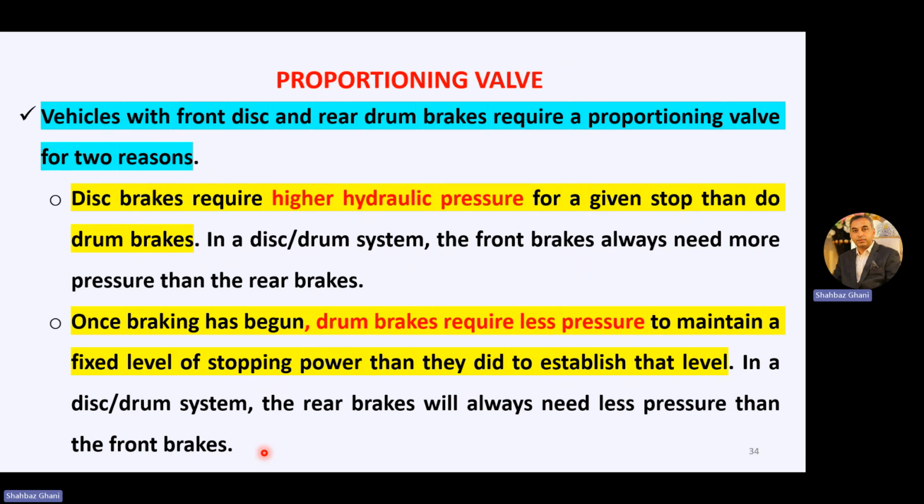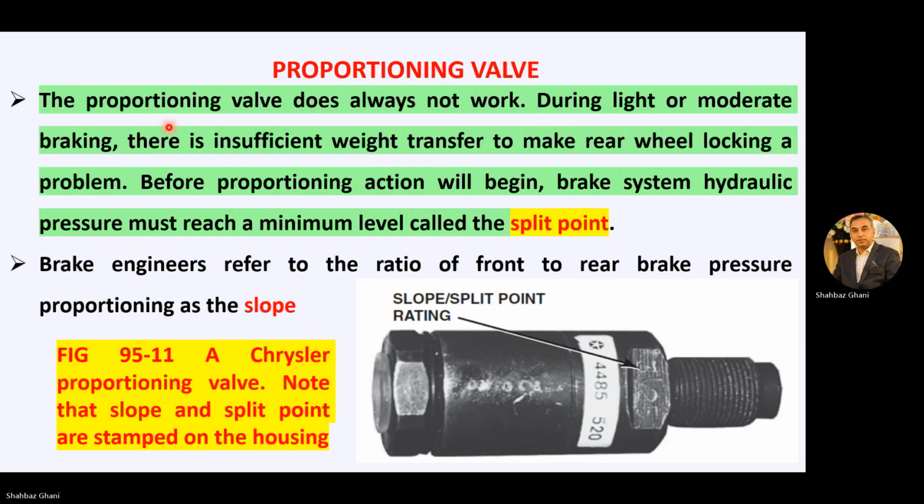And when the braking operation has started, that pressure is not continuously required. We require less pressure to maintain the braking action. The proportioning valve does not always work. Remember this: during light or moderate braking, there is insufficient weight transfer to make rear wheel locking a problem. So it does not always work, because in light or moderate braking there is insufficient weight transfer to make rear wheel locking a problem.